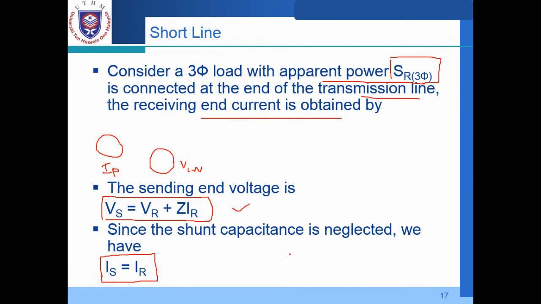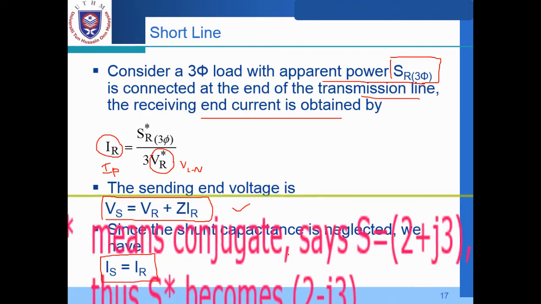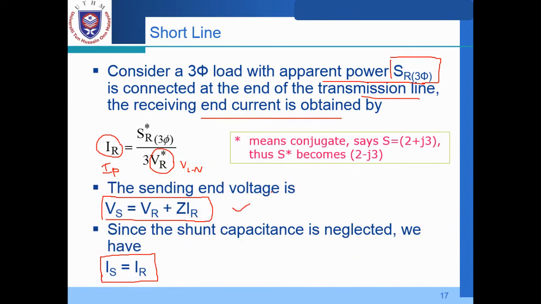And this is additional notes over here, on conjugate: say S equals 2 plus j3, so S conjugate becomes 2 minus j3. So this is just for your additional notes.